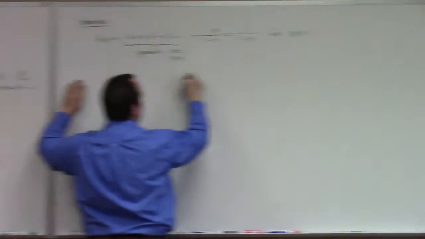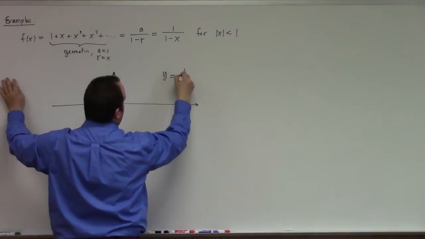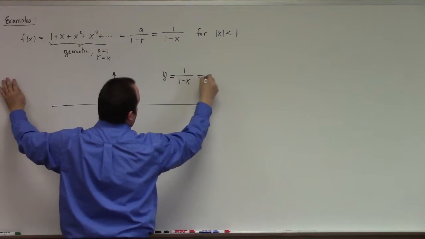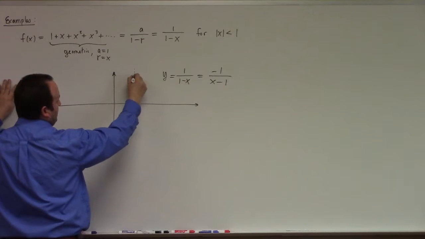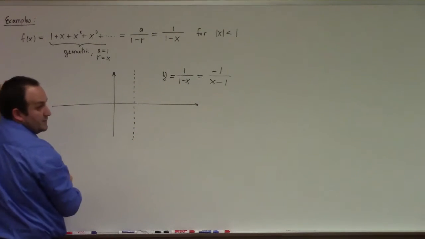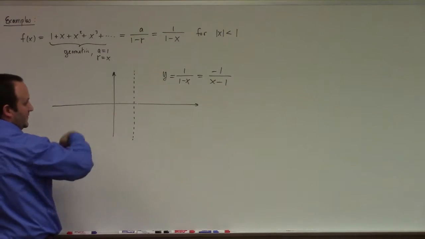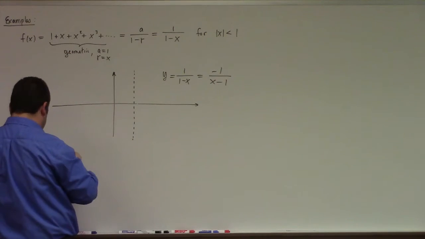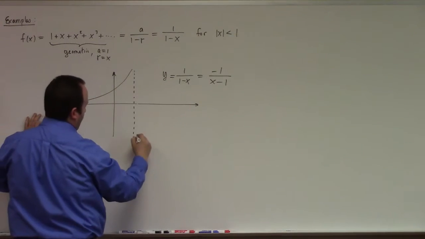Let's do that. What's the graph of y equals 1 over 1 minus x look like? Well, that's really minus 1 over x minus 1, right? You've got a vertical asymptote at 1, right? And it's flipped over. So it looks something like this, right?